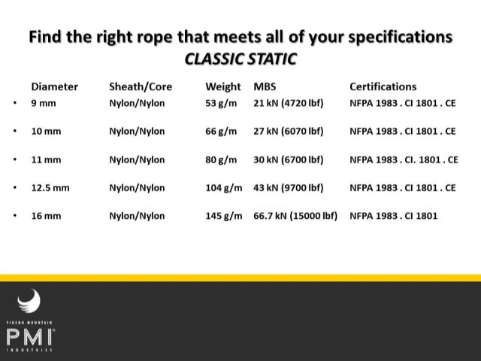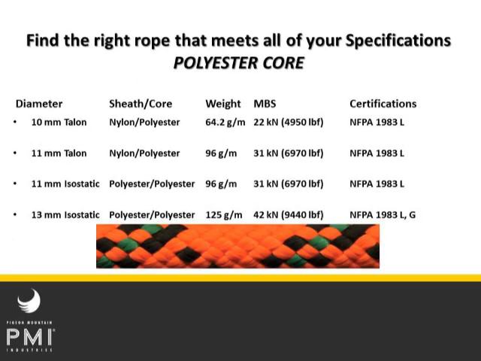We also have some polyester core ropes. The Talon and the isostatic are both polyester core. The Talon has a nylon sheath on the outside, which makes it feel a lot better. Polyester is really, really slick, and so some people like having the mixture of the nylon and polyester to handle a little bit nicer, like their old nylon ropes, but have the low stretch for rigging stuff where they don't want stretch, like in a highline situation or something like that. And the polyester yarn is less expensive.